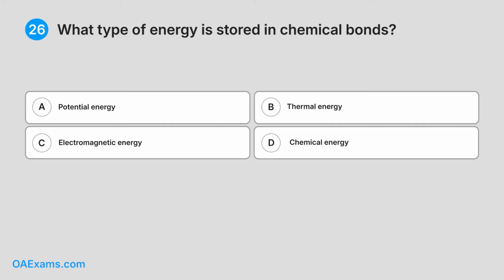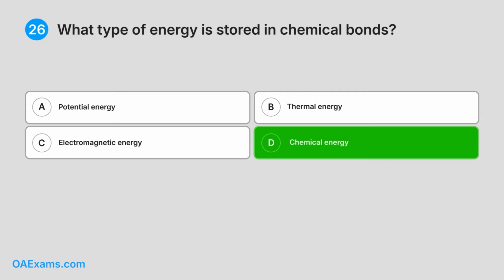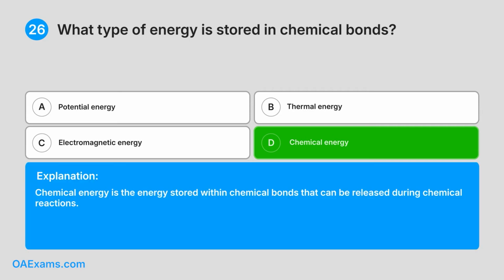Correct answer. D. Chemical energy. Explanation. Chemical energy is the energy stored within chemical bonds that can be released during chemical reactions.